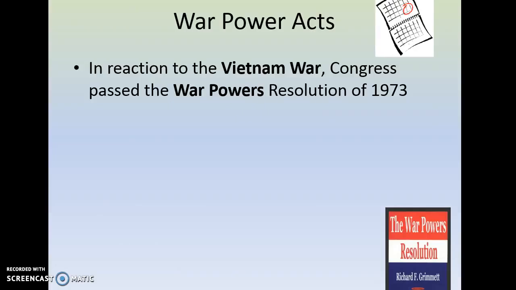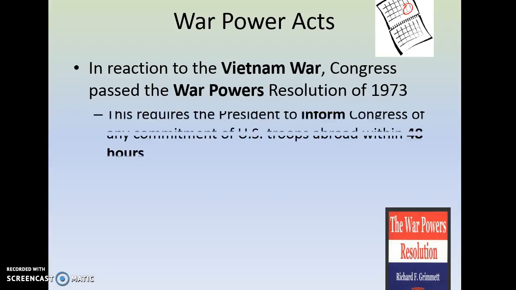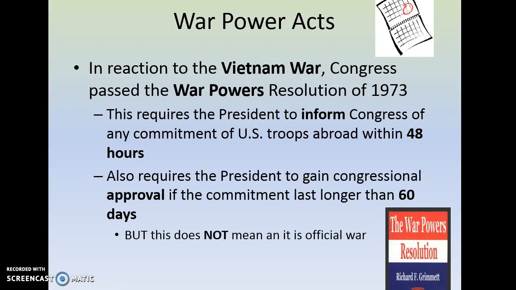In reaction to Vietnam, Congress passed the War Powers Resolution in '73, which required the president to inform Congress of any commitment of U.S. troops abroad within 48 hours. So the president isn't supposed to just send military personnel wherever he wants. He's supposed to get congressional approval. Does that always happen? No. All that means, though, is that it's not officially a war sanctioned by the U.S. government.